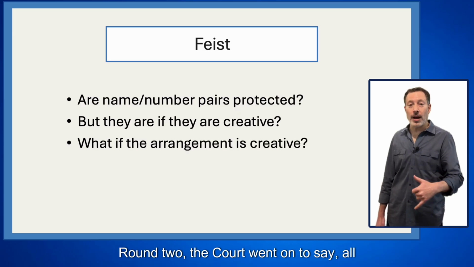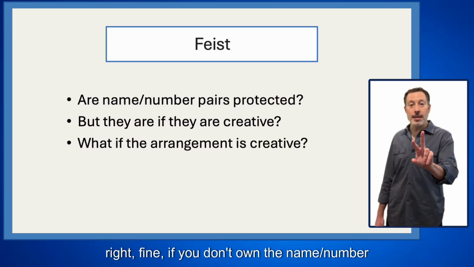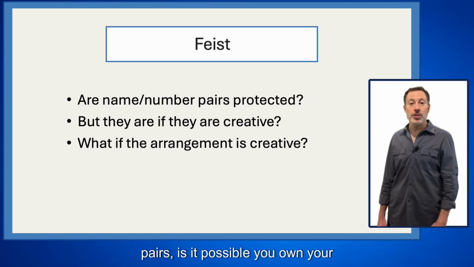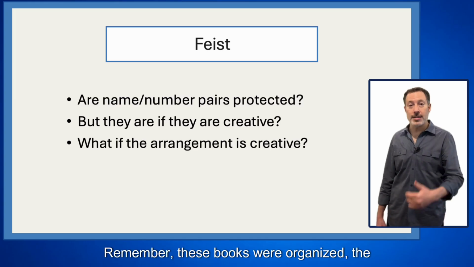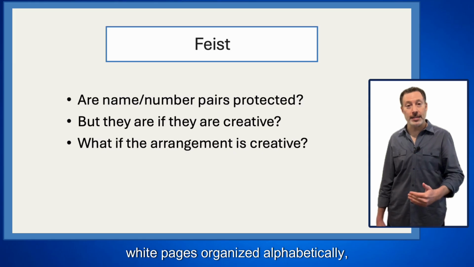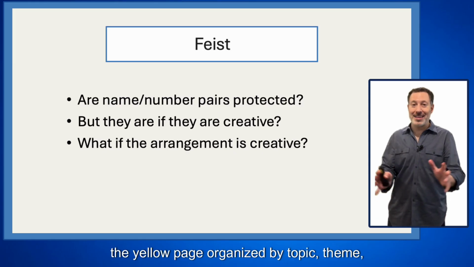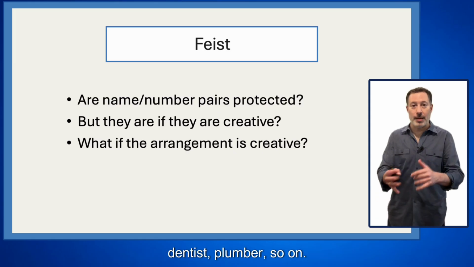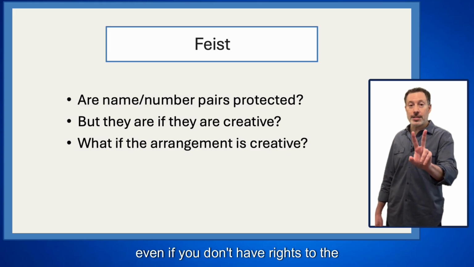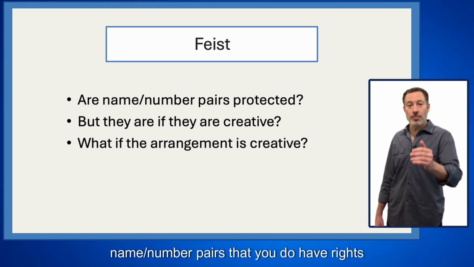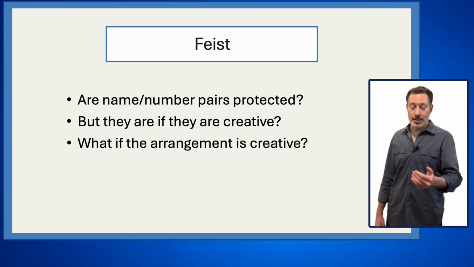Round two, the court went on to say, all right, fine, if you don't own the name-number pairs, is it possible you own your organization? Remember, these books were organized. The white pages organized alphabetically, the yellow pages organized by topic, theme, dentist, plumber, and so on. And so the court said, is it possible, even if you don't have rights to the name-number pairs, that you do have rights to your organization? And the court said, maybe. Maybe.